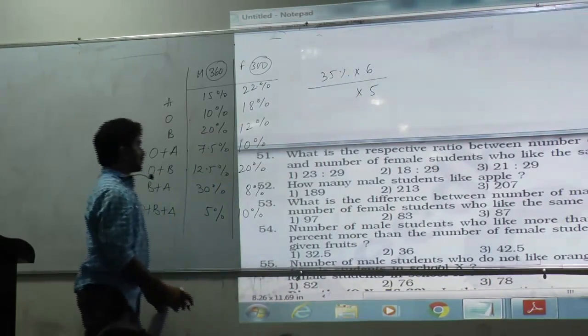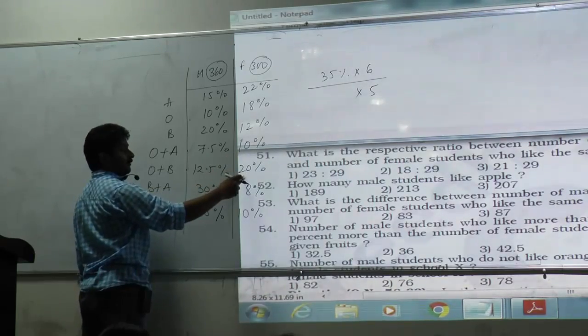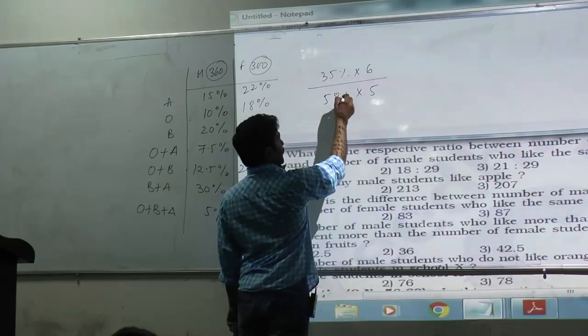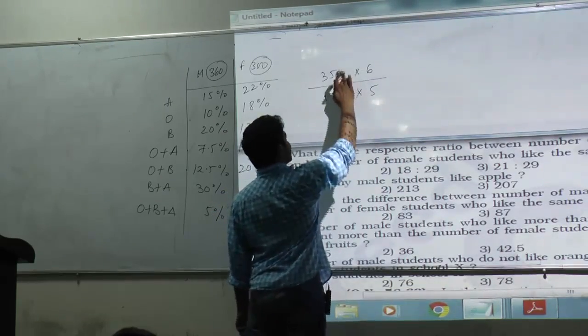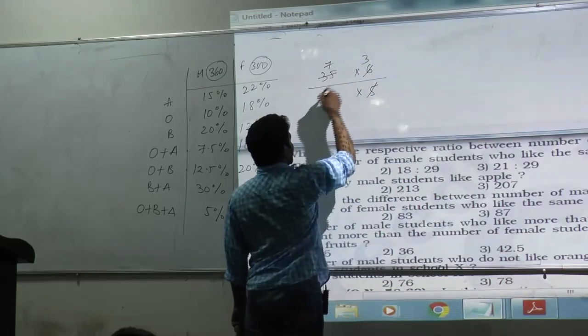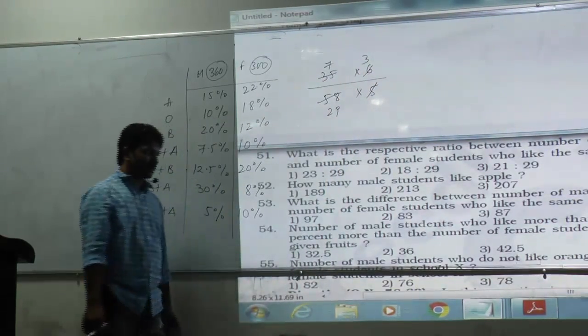And then for female also. 18, 28, 48, 58. Percentage cancel. 5, 7 times, 2, 3 times, 29 times. 21 by 29. 21:29.